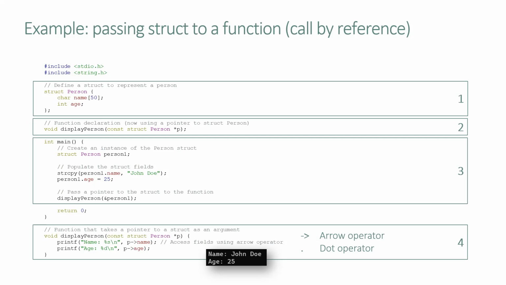This method is super efficient because we're not making a whole copy of the person struct. We're just working with the pointer that tells us where to find the original data. It's like having a shortcut to the data rather than carrying the data around.